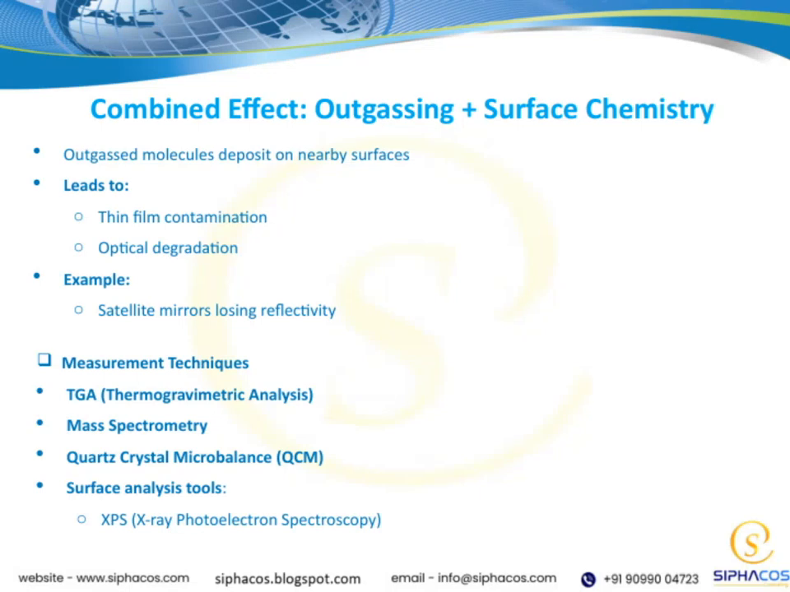Let's take a closer look at some of the key measurement techniques used in surface analysis. First, we have TGA, or thermogravimetric analysis, which helps us understand how materials lose weight as they are heated, giving insights into outgassing behavior. Then, there's mass spectrometry, a powerful method to identify and quantify gases released during heating or other processes. Next is the quartz crystal microbalance, or QCM, which detects tiny mass changes on a surface by measuring frequency shifts, very useful for monitoring film deposition or cleaning processes.